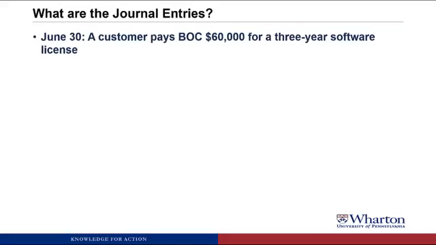Next set of transactions, so it's June 30th. A customer pays BOC $60,000 for a 3-year software license. So in this example, BOC is a company that sells software.